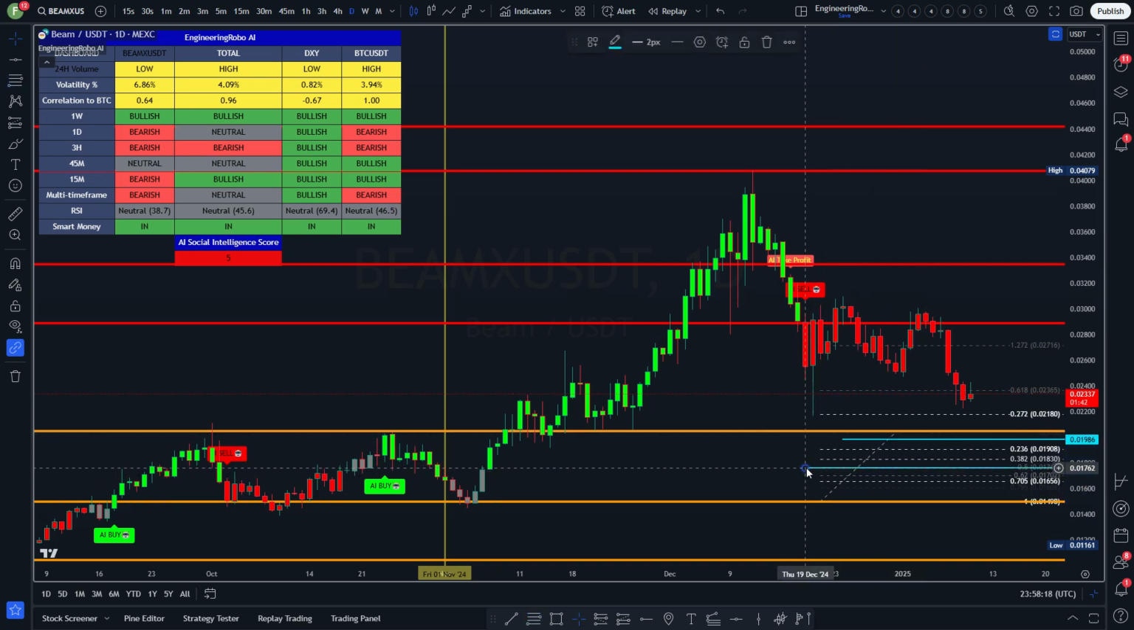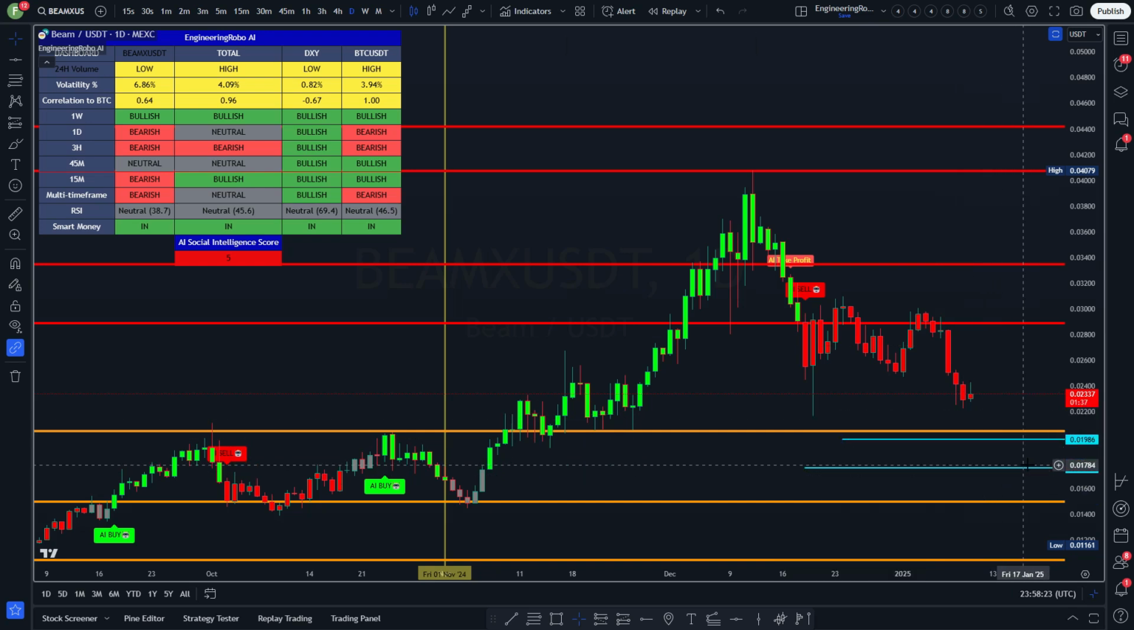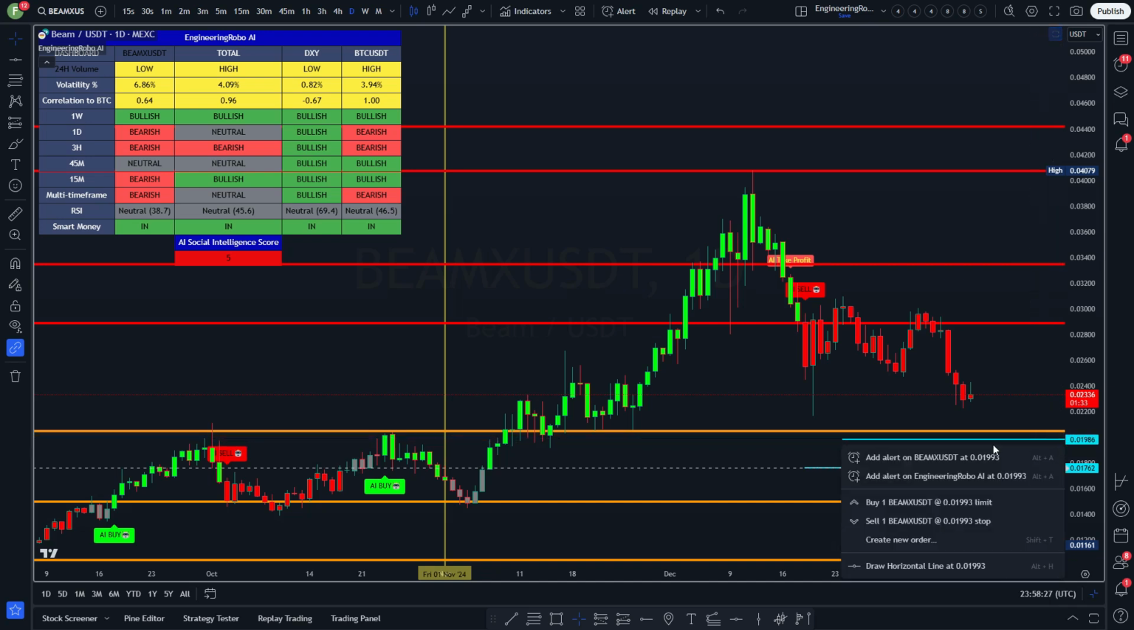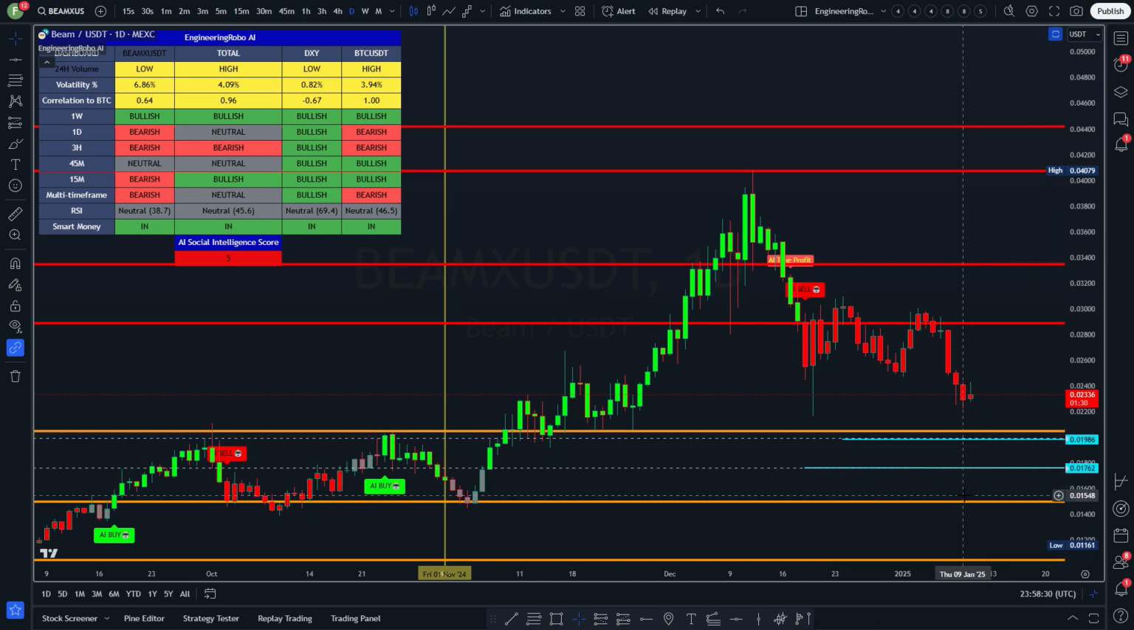So essentially we are monitoring what is happening. In fact, what I'll do, I'll set an alert here and make a video when price is visiting these areas. So we can see that price has been touching this resistance before, which then turned into support. That is what will happen when price comes back to here. So a quick video to tell us what BEAM is doing.